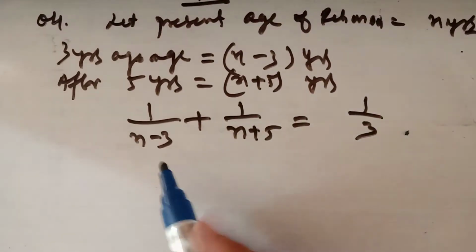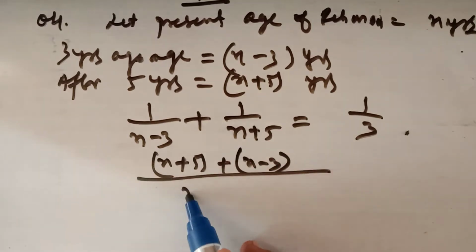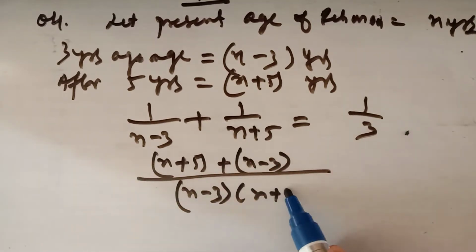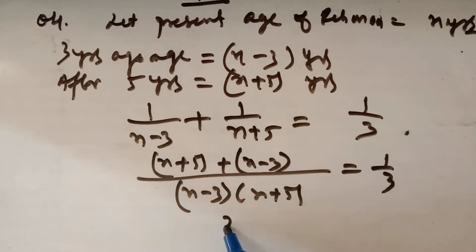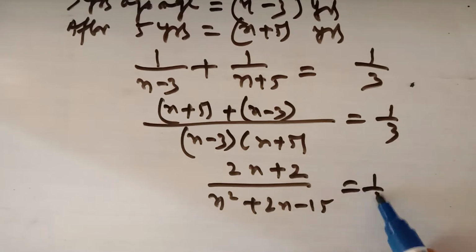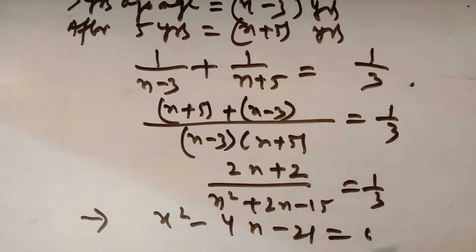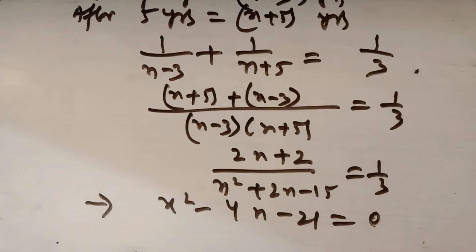The sum of the reciprocals of their ages, you can add by taking the LCM. The LCM will be (x minus 3)(x plus 5), equal to 1 upon 3. It will be 2x plus 2 in the numerator, and we multiply in the denominator. Cross multiply and take all the terms to the same side, and you will get the quadratic equation x square minus 4x minus 21 equal to 0. Now you can solve this equation by any method, either factorizing it or by using the quadratic equation formula.